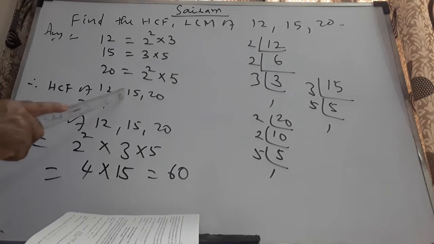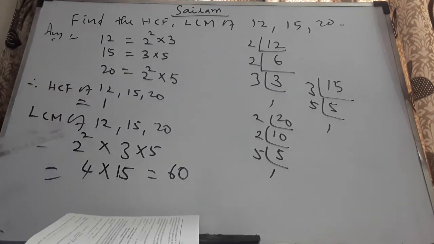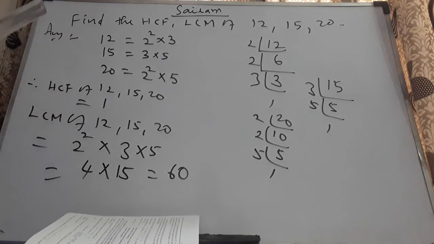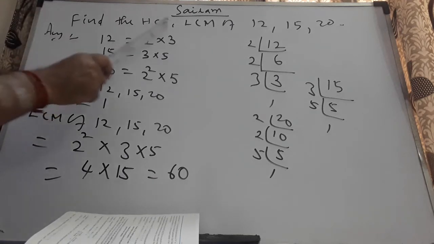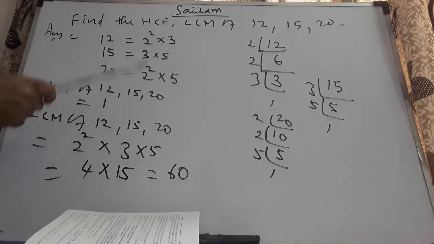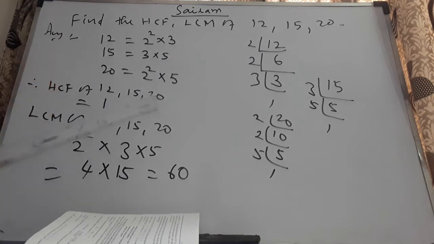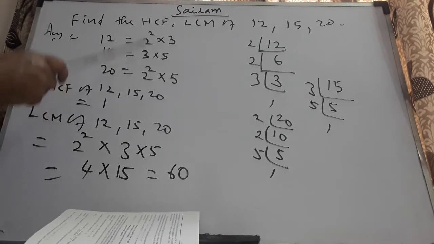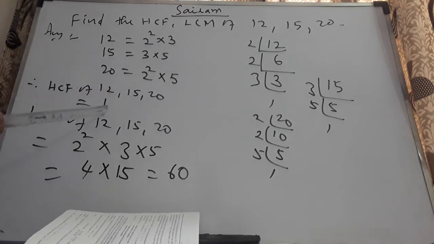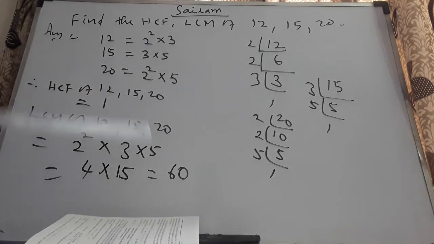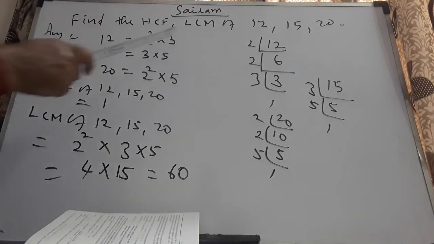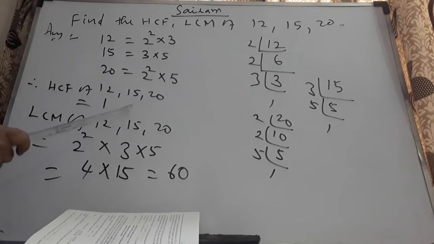For HCF of 12, 15, 20, the rule says out of the common factors, I will write the one with the least power. Out of 2 square, 2 power 0, I have to write 2 power 0. I won't write 2 power 0 because it's 1 anyway. 3 power 0, I have to write only 3 power 0. 5 power 0, I have to write only 5 power 0.